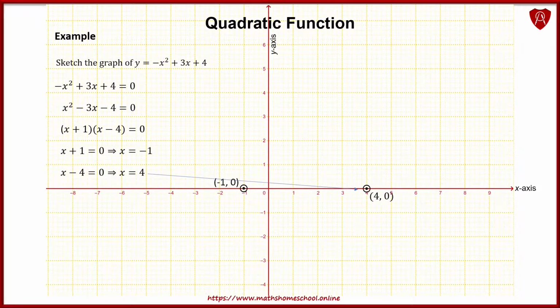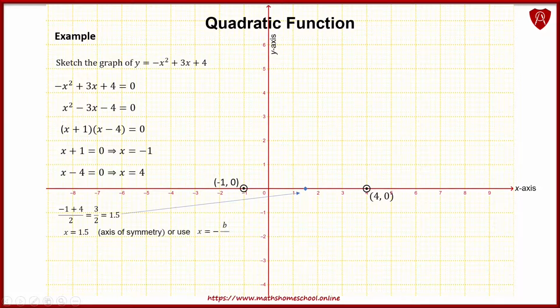Next, we need to determine the axis of symmetry and plot the vertex. The axis of symmetry is a vertical line which passes exactly halfway between the two roots. We can find a point halfway between the roots by adding the x-coordinates and dividing by 2, and we get the point 1.5. This is the midway point between the two roots. So x equals 1.5 is the axis of symmetry. Or we could have used the equation negative b over 2a. Here is the axis of symmetry, the line x equals 1.5.